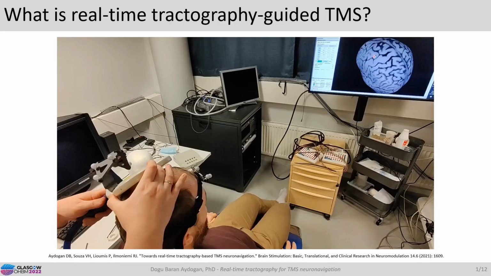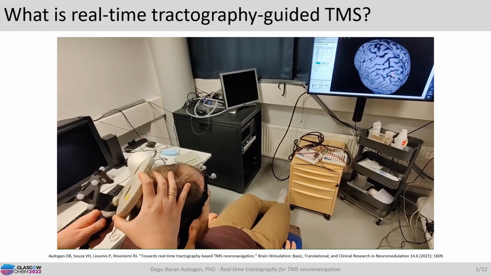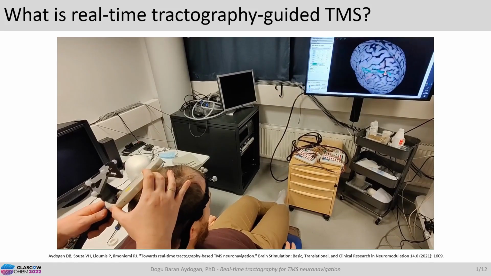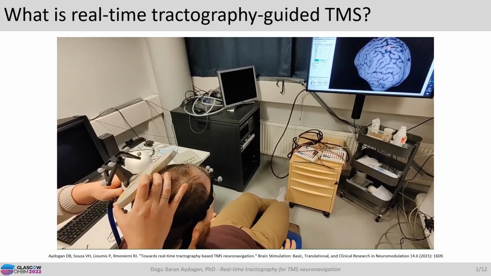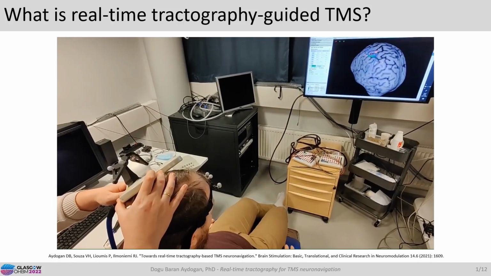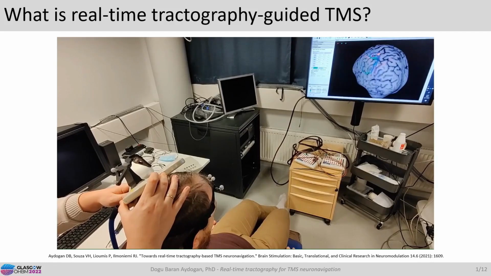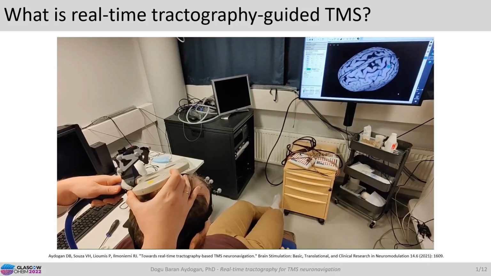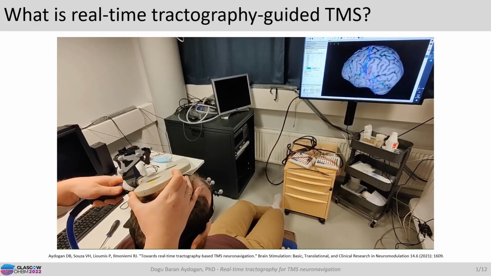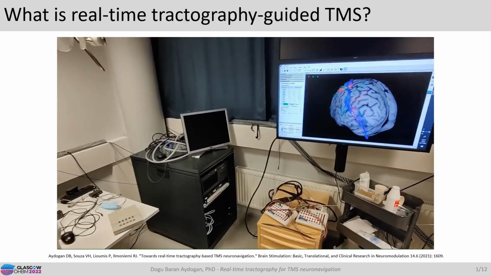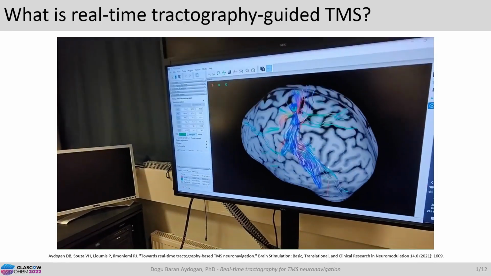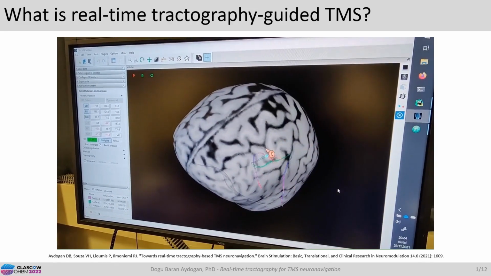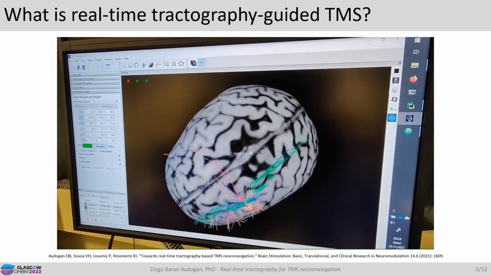But what is real-time tractography guided TMS? I think this video explains it the best. What we see here is an operator holding a TMS coil. The neuronavigation system aligns the coil and the subject's MRI using infrared markers placed on them. And we have a visualization system that shows the operator the field surface of the brain. Conventional neuronavigation systems can already do this much. But as additional information, we now also show the streamlines obtained with diffusion MRI-based tractography in real time, based on the coil position. I will next try to explain how tractography is done in general, and then how we do it in real time.